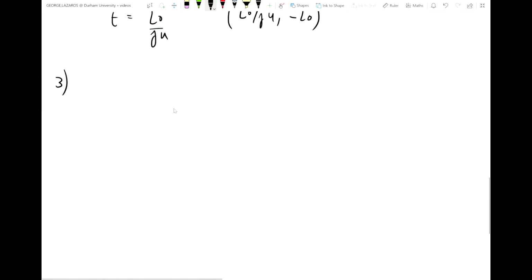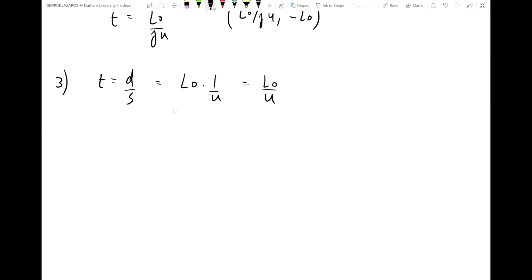Now this one's slightly different. For an observer on A, B has to travel the entire length of A, which to an observer on A is L0. So using the same T equals D over S, or distance divided by speed, the distance this time is simply L0, not L0 divided by gamma. And the speed is still u. So we get a time of L0 over u.